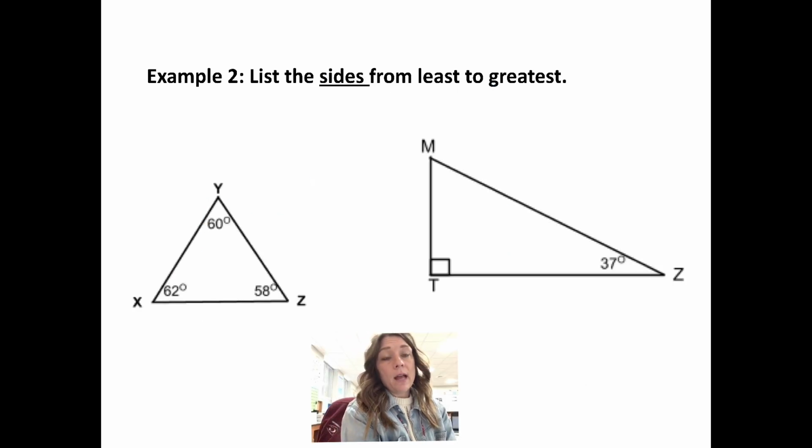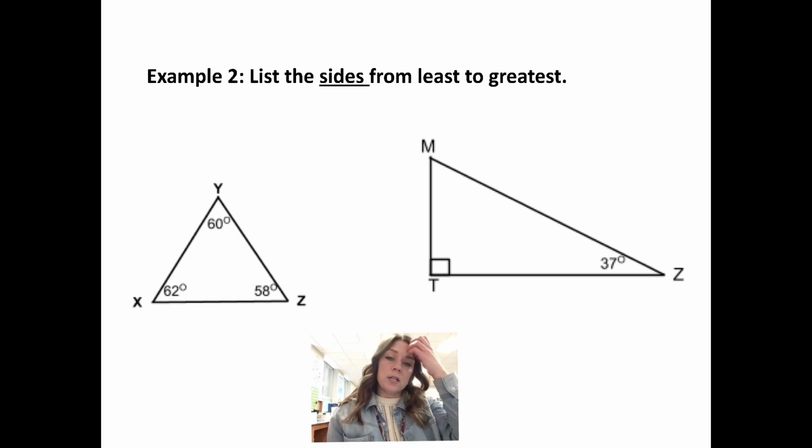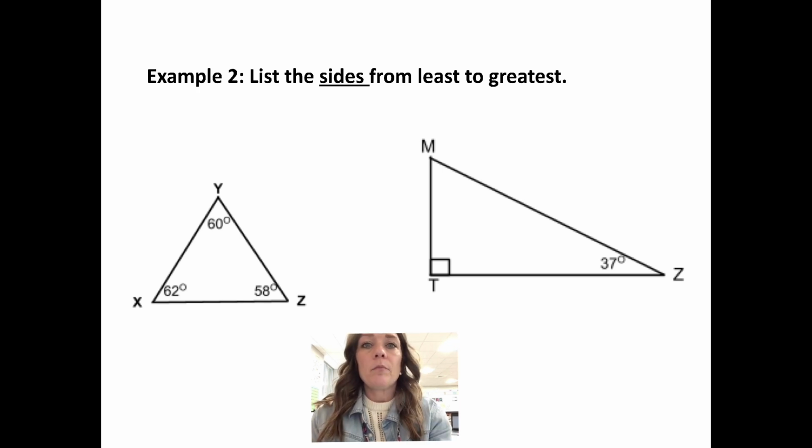Okay, so now we're asked to list the sides from least to greatest and we're given angle information. So I don't have any idea what these side lengths are, but I know that they're angle measures because they're these 62 degrees, 58 degrees, 60 degrees. They're in the angle spaces and they have the little degree markings there. So it's the same relationship. Small angle creates the small side, large angle creates the large side, and then you just have whichever one is in the middle. So in this case, my smallest angle is 58 degrees, and so it's producing this side.